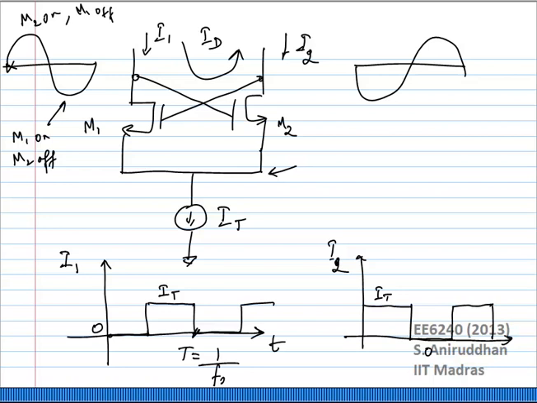And the way we did that was, we said that the current profile through the two transistors are going to be like this. They are basically square waves going from 0 to IT. When the transistor is off, the current is 0. Transistor is on, the current is IT. Okay?